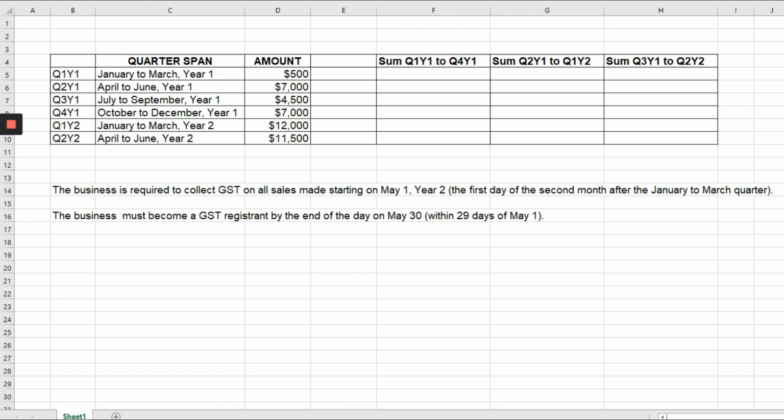Okay, so the purpose of this is to illustrate how the $30,000 4 consecutive quarter threshold basically works. So let's assume that we have a business. We can call this ABC Inc. And they have quarterly sales of amounts shown in column D. Column C, we have the period for each quarter.